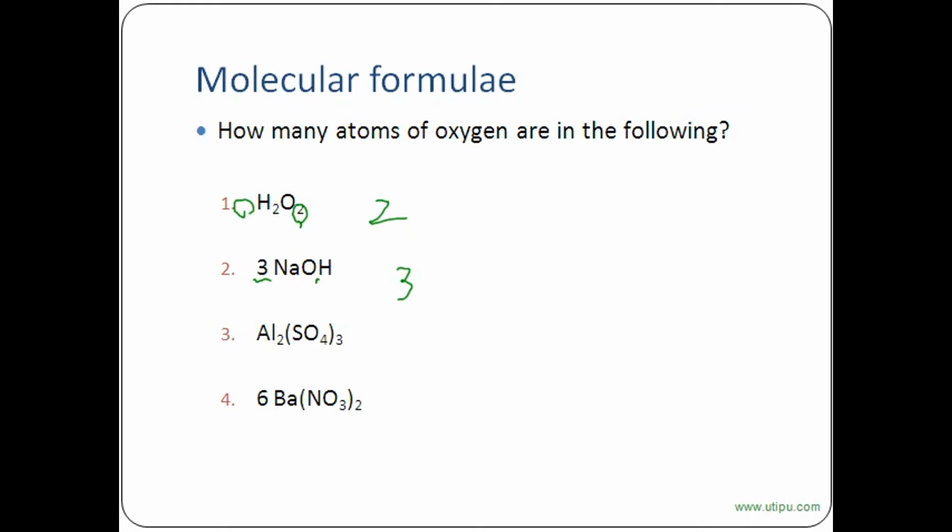Alright, our next one, Al2(SO4)3. In this one, there is a 4 after the oxygen, so we have at least 4 of those, but the 3 distributes, so that means there are 3 4s, or 12 oxygens right here. No number out front, so we don't have to multiply it by anything. For this next one, we have 3 oxygens in that little piece right there, but the 2 distributes, so that means we have 3 times 2, we have 6 oxygens in this one right here, but then we have another 6 out here, so we have 6 6s for a total of 36 oxygens in number 4. And that's how you'd work that out.